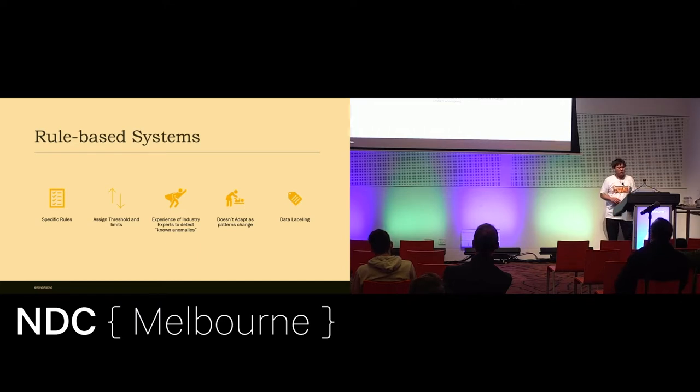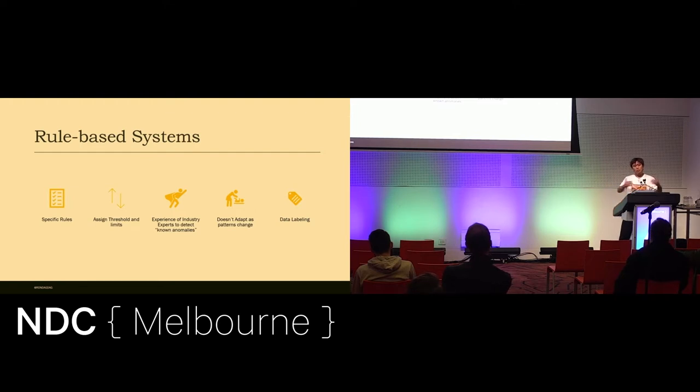On rule-based systems, the disadvantage is you need some experience to know which ones are the common or known anomalies, and it does not easily detect or adapt to changes in your data stream.